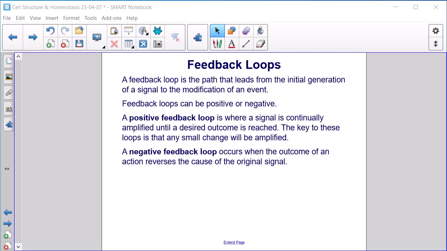Feedback loops. A feedback loop is the path that leads from the initial generation of a signal to the modification of an event. Feedback loops can be positive or negative. A positive feedback loop is where a signal is continually amplified until a desired outcome is reached. The key to these loops is that any small change will be amplified. A negative feedback loop occurs when the outcome of action reverses the cause of the original signal.